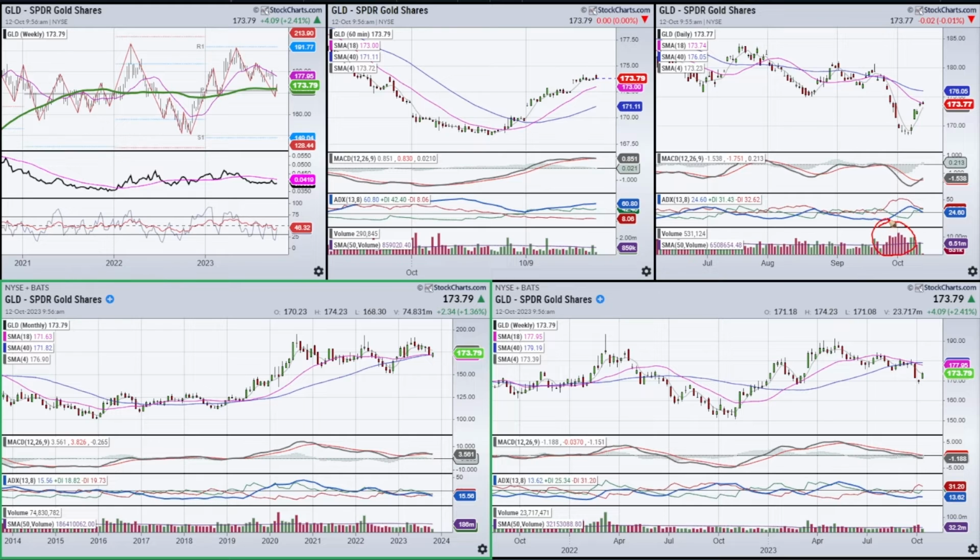Now there is some good news here. We had violence to the downside, but then we had some violence back to the upside. You see the size of these bars? So I think that's a really good sign of decent support here at 170. The problem is that it's caught in a range now, probably between 170 and 175, maybe 180, something like that.